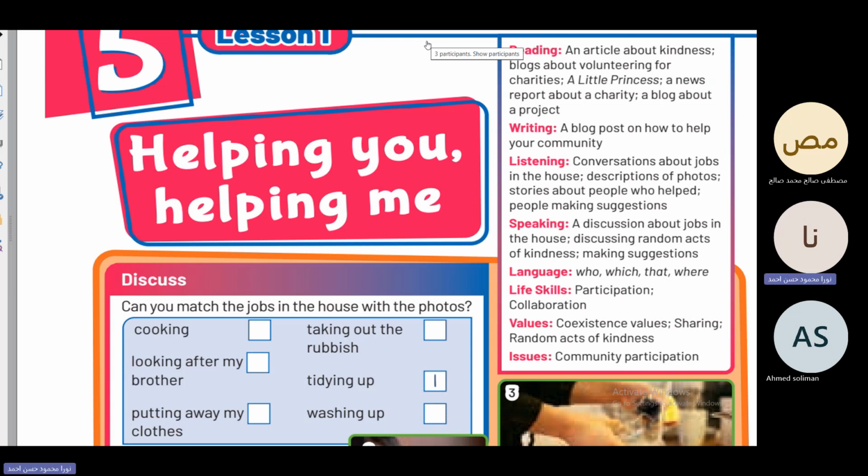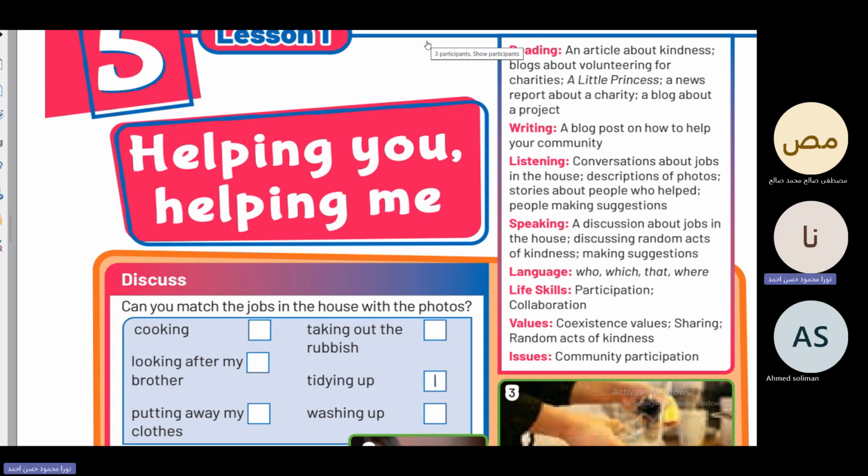We will be having a lot of listenings. First, you will listen to conversations about jobs in the house. You will listen to descriptions about photos. You'll listen to stories about people who helped. You will listen to stories about people making suggestions. Okay. We will not also forget speaking time.